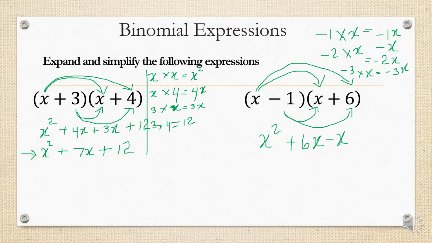Next one, minus 1 by 6 is going to give us minus 6. Again, I can group my like terms together. When you have one term in x squared, I'm going to write it. 6x minus 1x will give me a total of 5x. And I just have minus 6. And this is my answer.